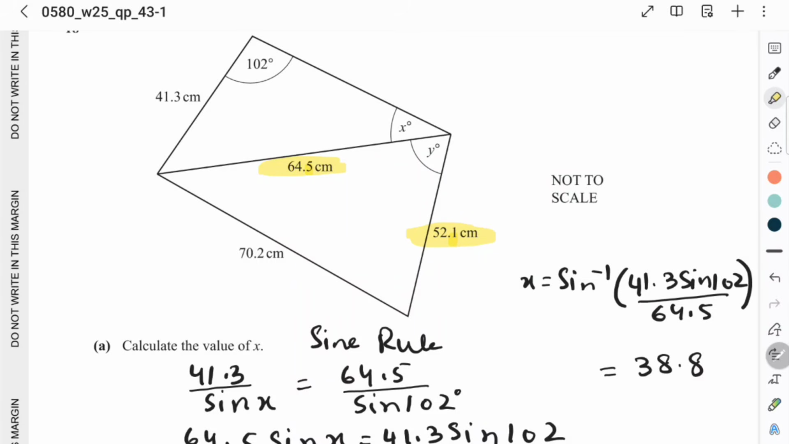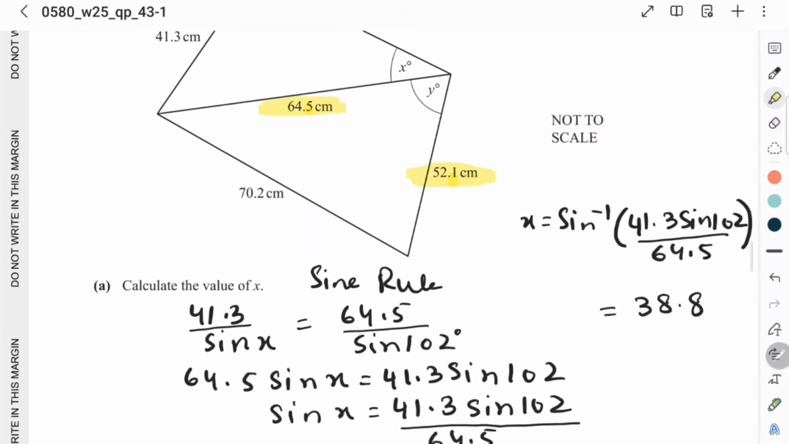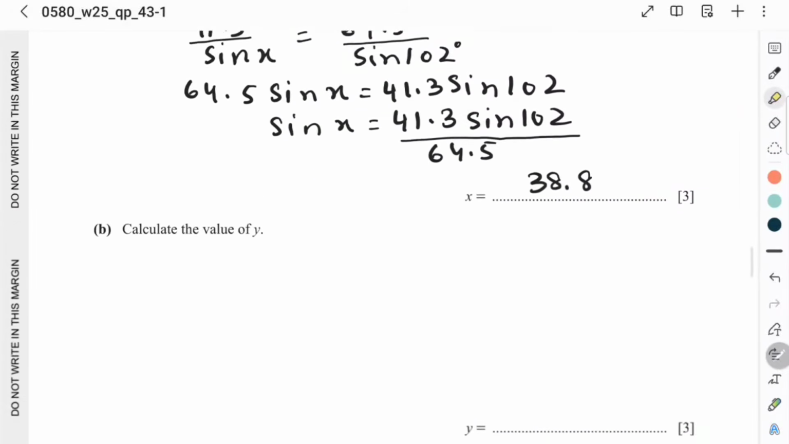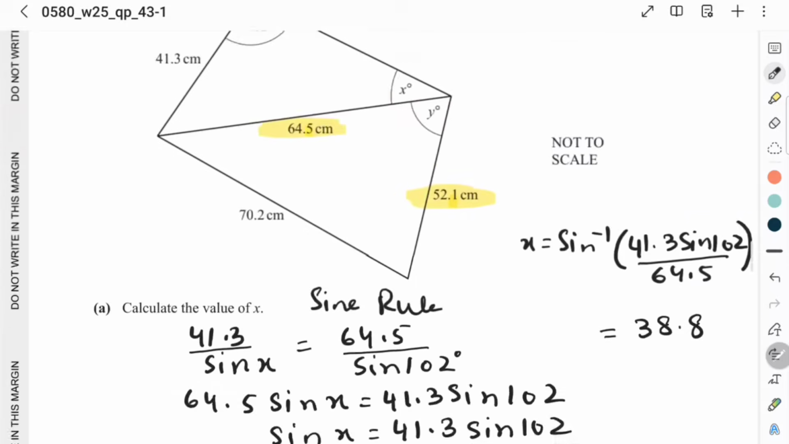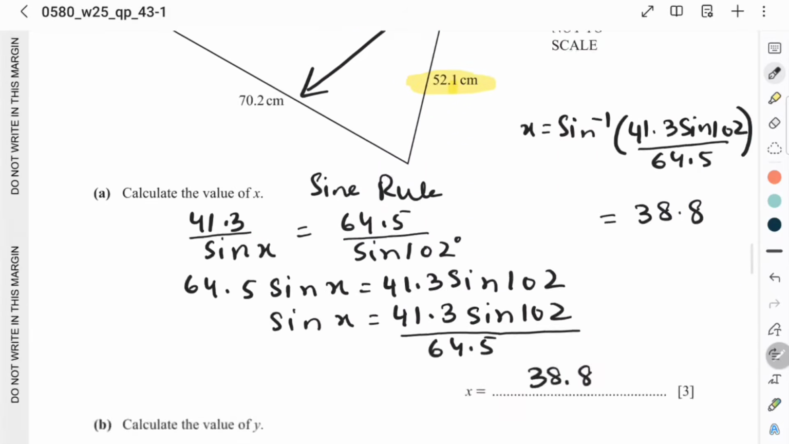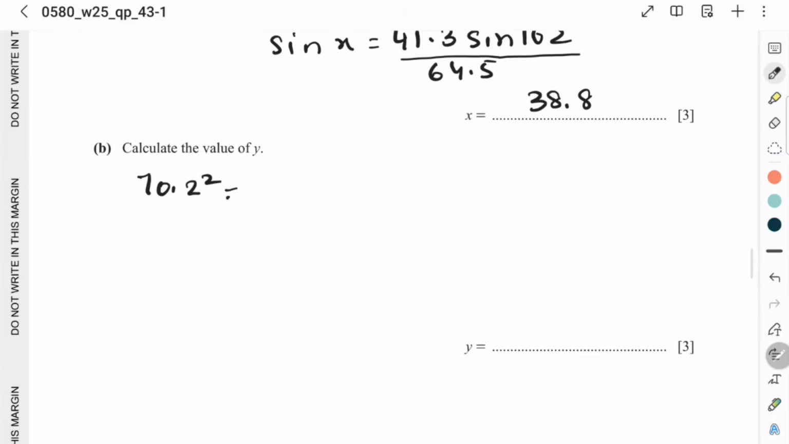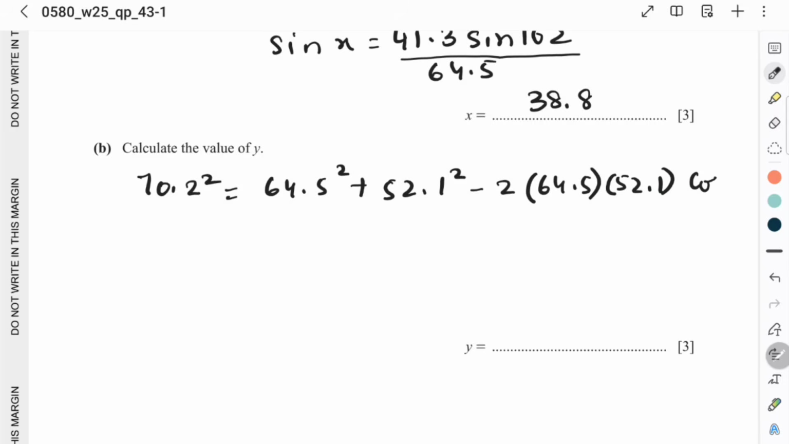Otherwise, a square is equal to b square plus c square minus 2bc cos of A. So 64.5, 52.1 and 70.2. So what do you do? 70.2 is the opposite of y, so you just start from there: 70.2 square is equal to 64.5 square plus 52.1 square minus 2 times 64.5 times 52.1 cos of y.